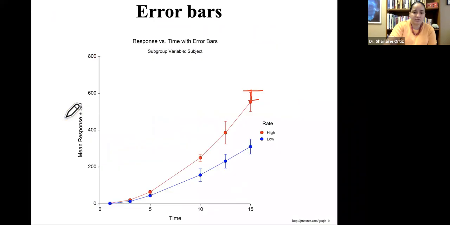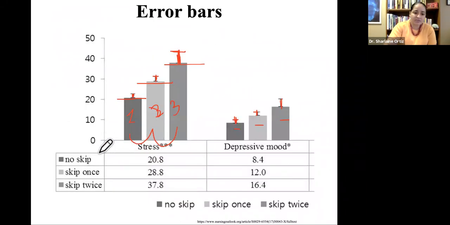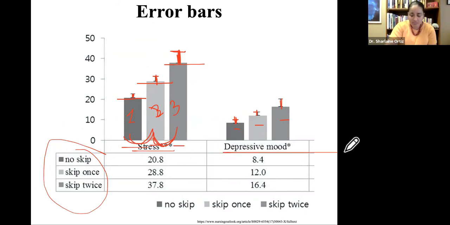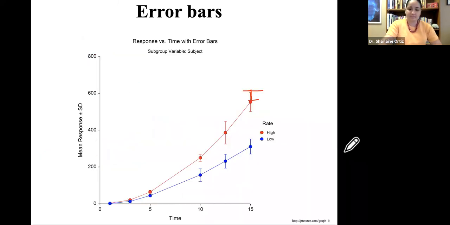We want to look into that between difference of no skip, skip once, and skip twice versus within the sample, right? Because we want to make sure that we find that difference in regards to our independent variable, which in this case was skipping breakfast and its relationship between stress and depressive mood with adolescents.